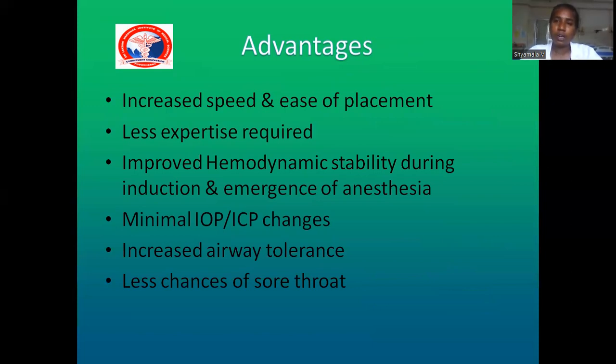Okay, no need to wait for the muscle relaxant to act. Once the muscle relaxant has acted, then you put in the laryngoscope, then you have to visualize the vocal cord, then you have to put in the endotracheal tube, in the case of normal GA with endotracheal tube. Whereas in the case of a supraglottic airway device, no need of putting in a laryngoscope or visualizing, just inserting the LMA into the supraglottic space. So it has increased speed and ease of placement.